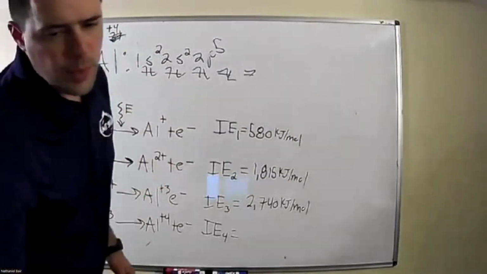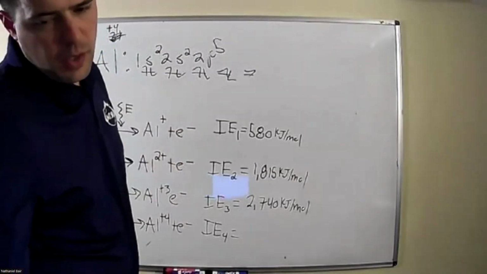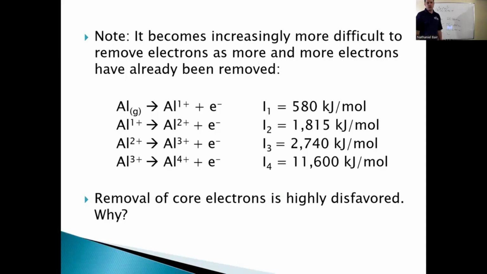Removal of a core electron, because it's one energy level closer to the nucleus, you can imagine is way higher. How much higher? Oh my goodness. It goes up to 11,600 kilojoules per mole of energy. You will get a massive jump in ionization energy when you remove a core electron. Put another way, there will be a large jump in ionization energy when you have gone one more than the number of valence electrons. So aluminum has 3 valence electrons. The fourth ionization will be massive, massive.